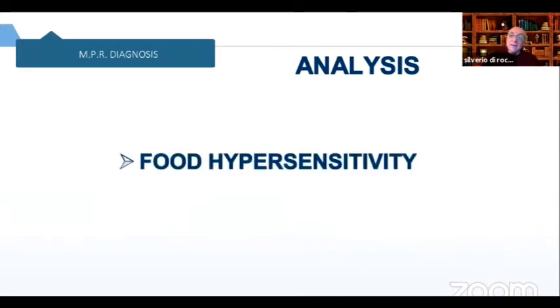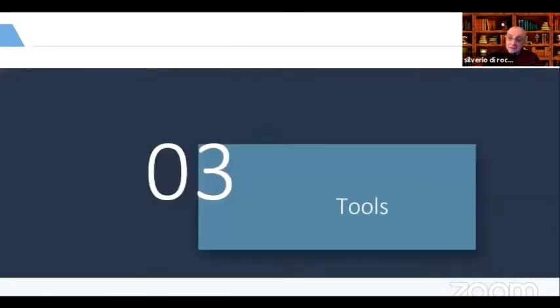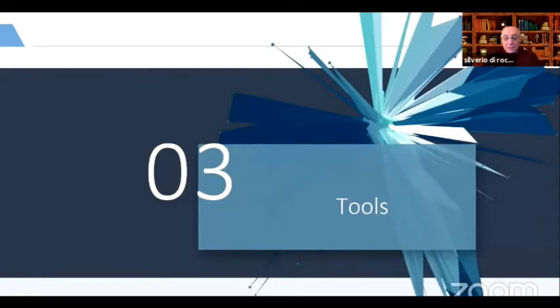And in the complementary analysis, we study the food hypersensitivity and the amino acid deficit. Food hypersensitivity doesn't mean intolerances. It's hypersensibility to our alimentation. With these three analyses, clinical, instrumental, and complementary, we have a global picture of the disease and we can treat our patient.